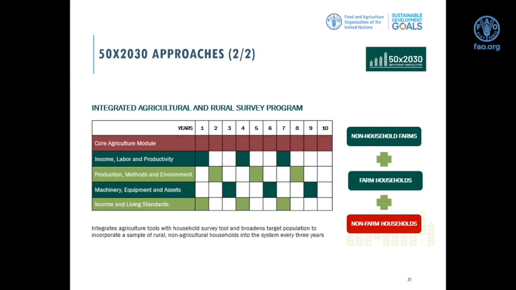It's important to say that 50x2030 also pays attention to good, or complete, coverage of agricultural activities, so including non-household farms and household farms, commercial farms, and so on. And in the case of the Integrated Rural Survey Program, also non-household farms, to provide data about the life conditions in the rural areas.